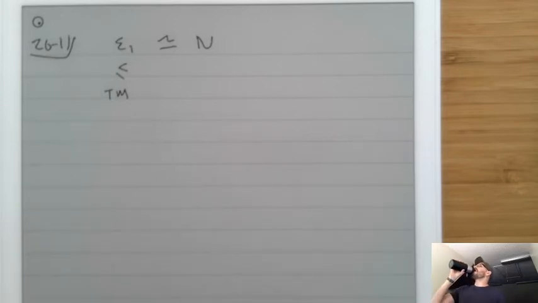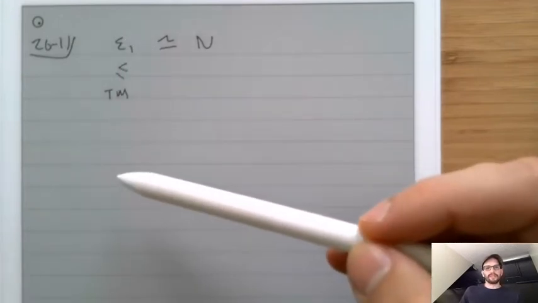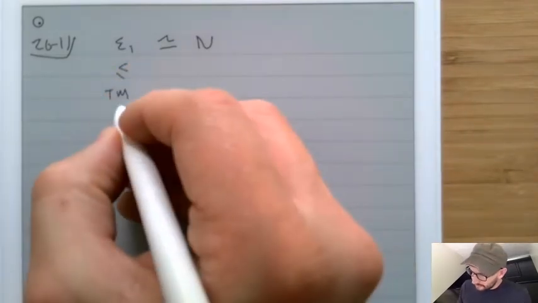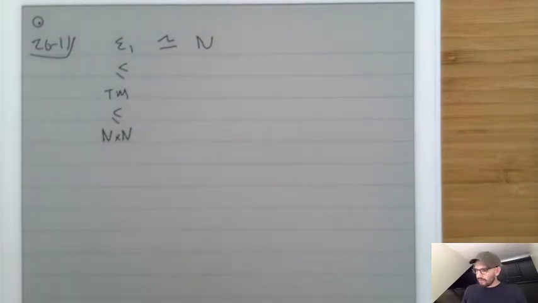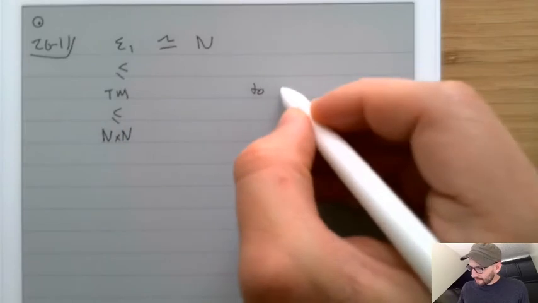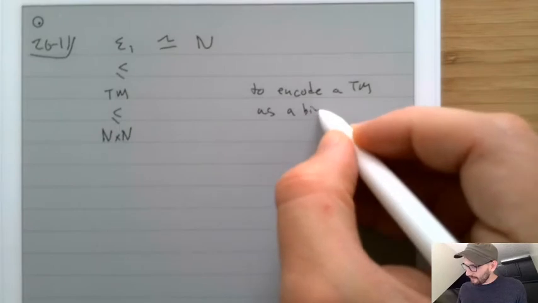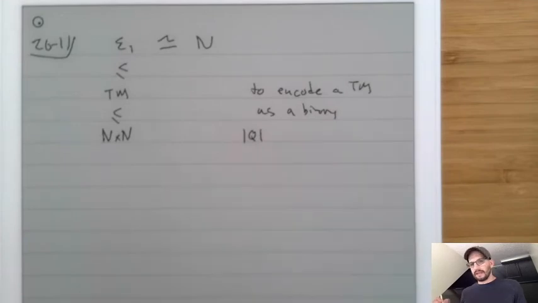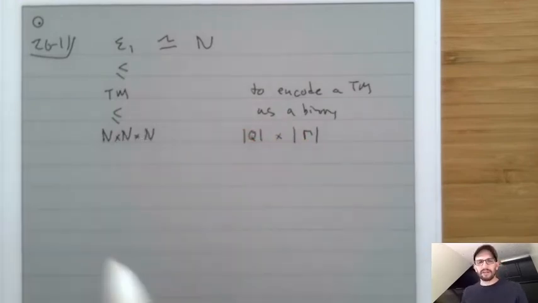All right. So Sigma 1 is smaller than the Turing machines. And the Turing machines must be smaller than N cross N. And why must they be smaller than N cross N? Well, remember, to encode a Turing machine as a binary number, the first thing I do is say how many Q there are. Then I say how many gamma there are. Oh, sorry, N cross N cross N. They're smaller than N cubed.